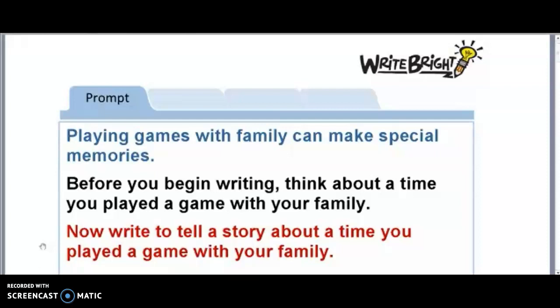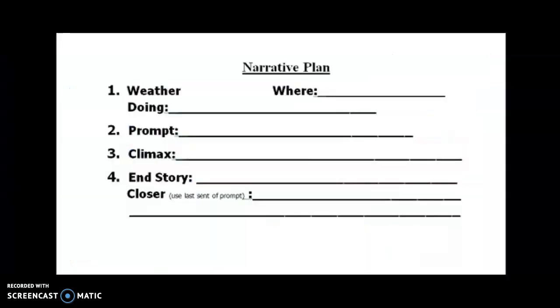We read the last sentence 3 times because this is the most important sentence of the prompt. It not only tells you the type of writing you're doing, but also what you will be writing about. The last sentence does not say explain and does not say inform. It says write to tell a story. This lets you know you will be doing narrative writing. You will need a narrative plan.